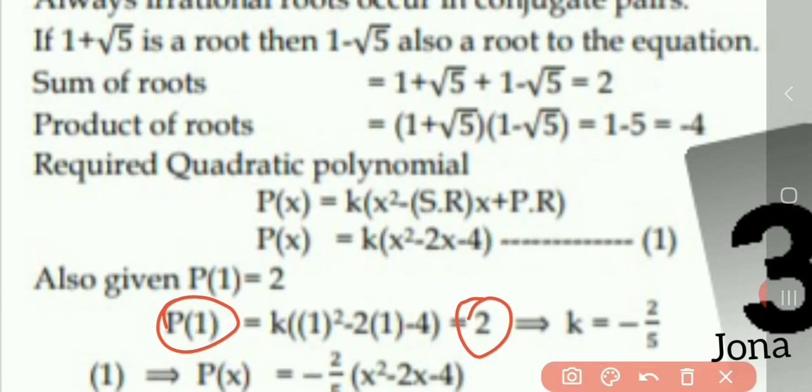Here from this I got the value k equal to minus 2 by 5. Okay, so in the given general equation I want to substitute this value, so that I got p of x equal to minus 2 by 5 into x square minus 2x minus 4. Okay.